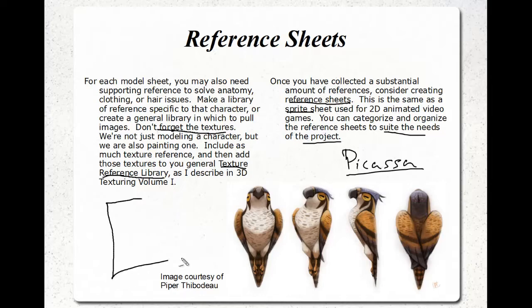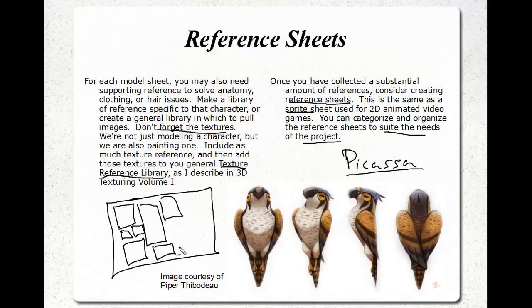So a model sheet basically is just, this is not a reference sheet. This is a model sheet for this bird here. But a reference sheet is just a bunch of packed images. It's just a bunch of images that pack in here, and there might be a couple of pixels in between, and you just pack them into a format so that you don't have to load up one reference at a time. You can just pack them all into one big reference and pop that up on your second monitor.